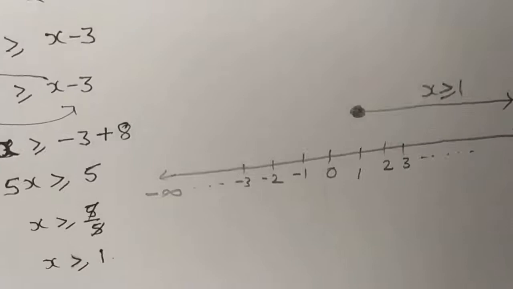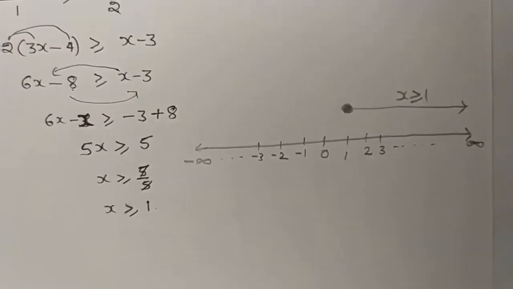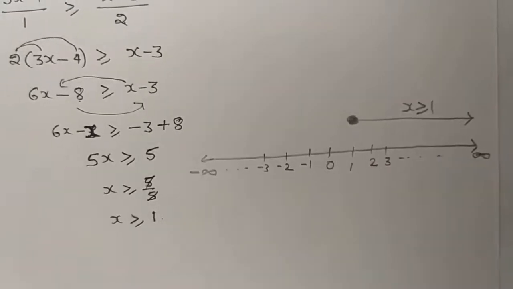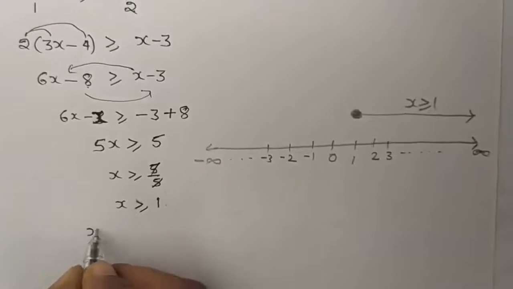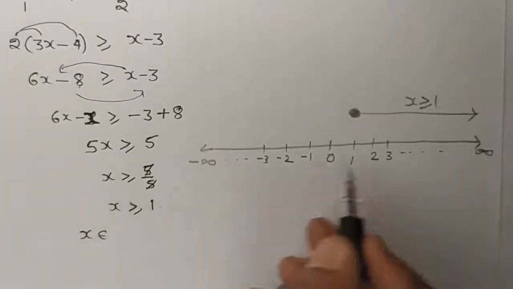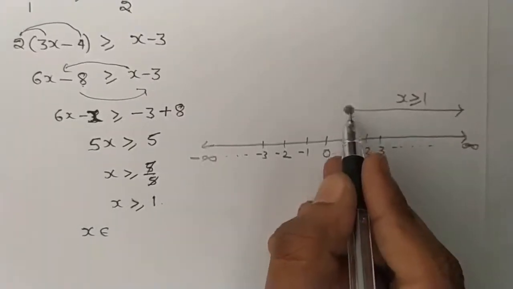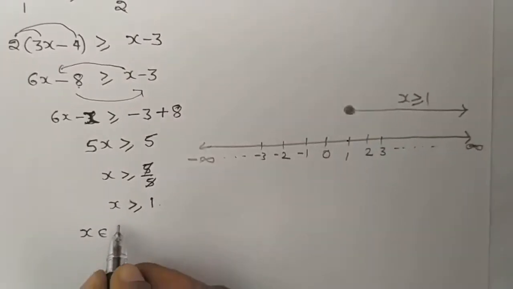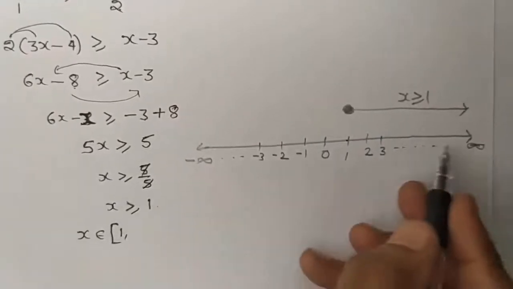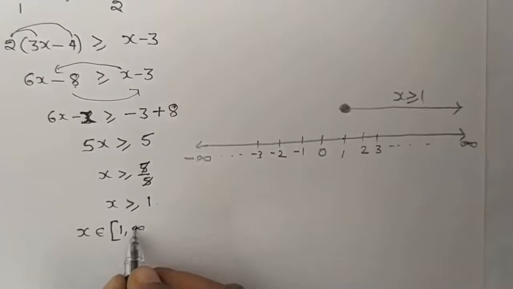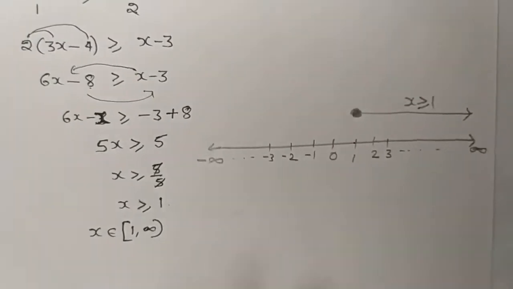It is the representation of the solution set on a number line. Now what about the solution set? How to write its solution set? x belongs to plus 1, is plus 1 included or excluded? Included. Semi-closed, 1 up to where? Infinity. Infinities are always excluded, right?